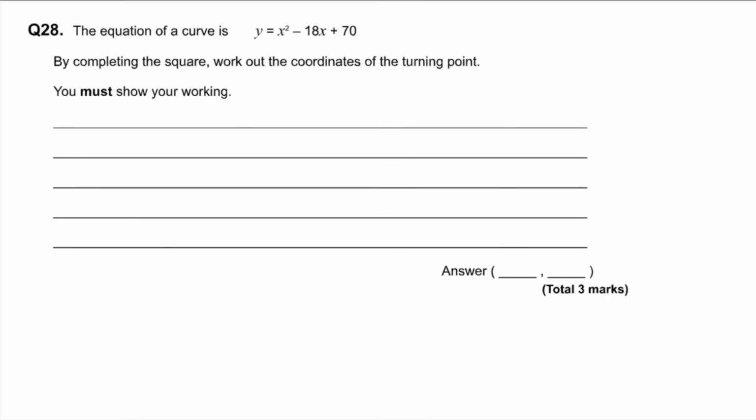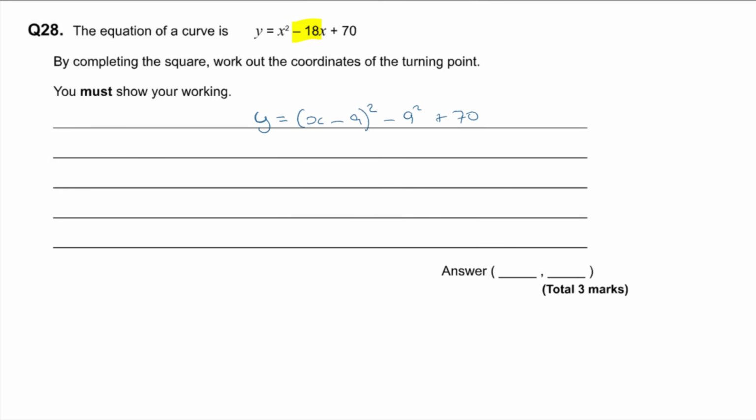Question 28, the equation of a curve is y is equal to x squared minus 18x plus 70. By completing the square, work out the coordinates of the turning point. You must show your working. So here's my coefficient of x, it's minus 18. So I'm going to rewrite this in complete square form. I'm going to say y is equal to x minus 9 all squared minus the square of 9 plus 70.